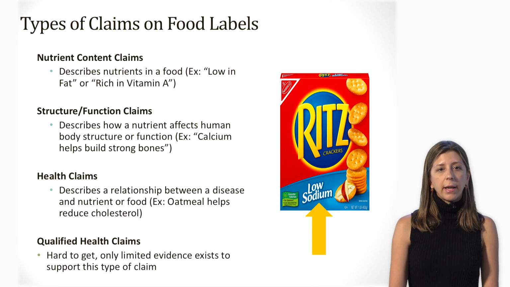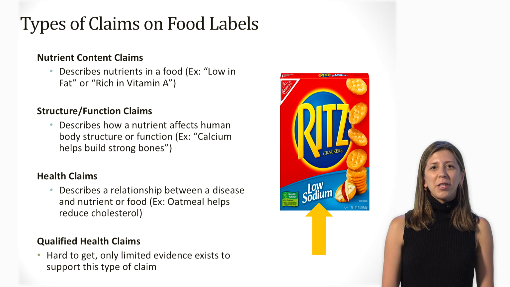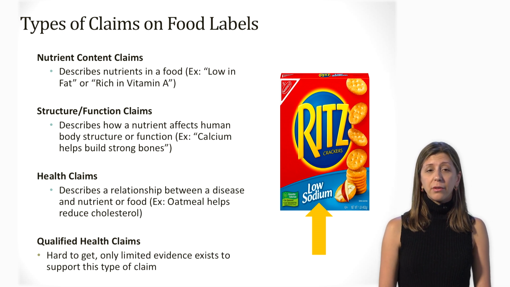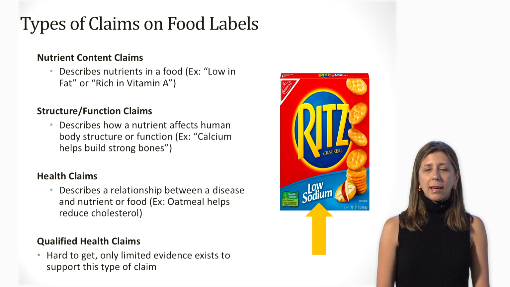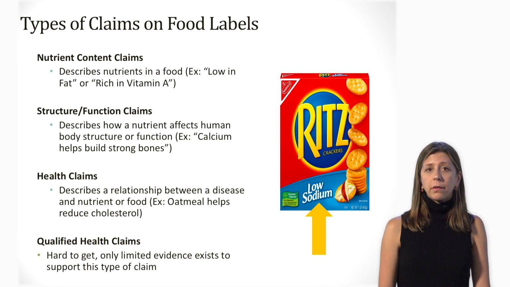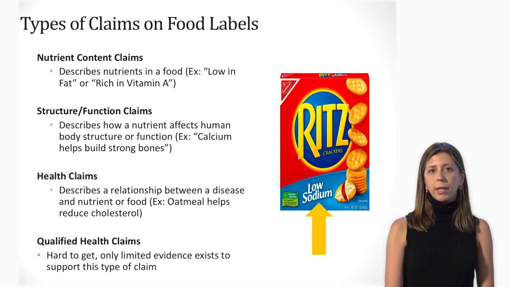Finally, we have the qualified health claim, and this one I have on the bottom for a reason. There are not too many of them out there on food products. They're extremely hard to get, and usually the science available to back these types of claims up is really limited. So I probably won't even test you on this because, again, these are really difficult to find on food packages. If I find a good example of a qualified health claim, I'll be sure to post that on Moodle. But for now, hopefully you understand the differences in these four types of claims.